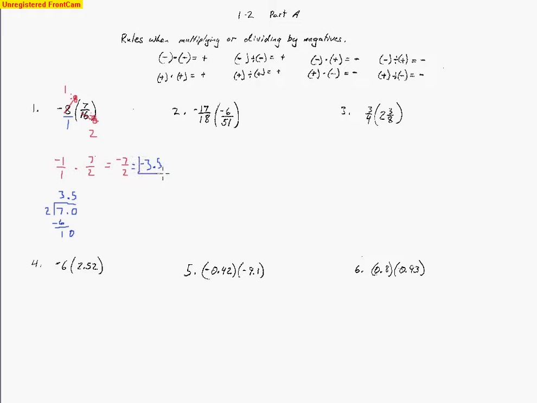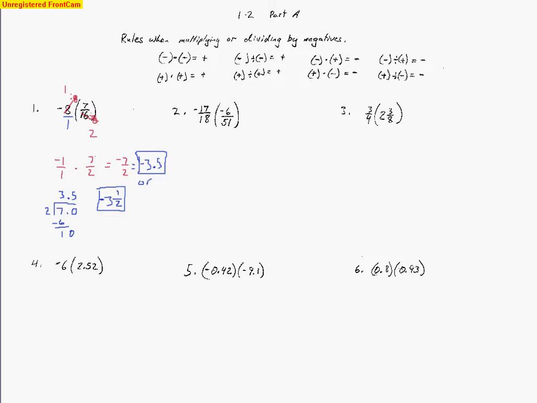If we wanted to change it to a mixed number, then once we got to the remainder, we'd write it over the denominator. So again, at the stage of 3, I had 1 left over, I would write it as 1 over 2. Whatever remainder we had, 1 over the divisor 2, and that being negative. So that's another way to write that same answer. So either one would work.